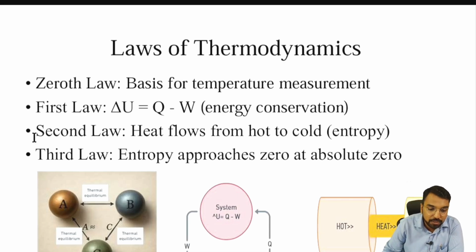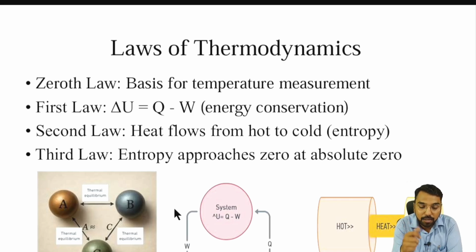So, the first law. The first law tells us that if I provide heat Q to a system, and that system delivers some work W, then the change in internal energy is given by this first law of thermodynamics. Here, this circle forms a system.